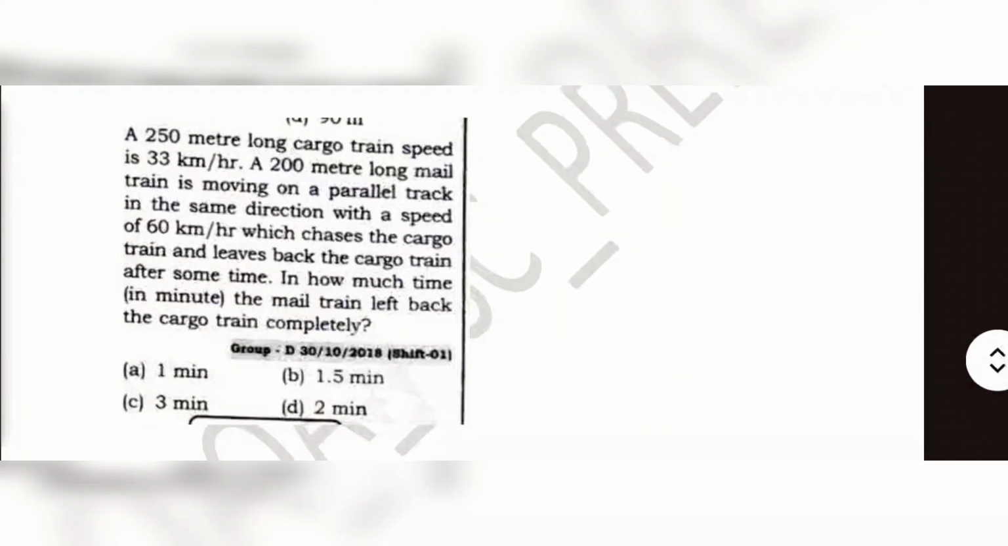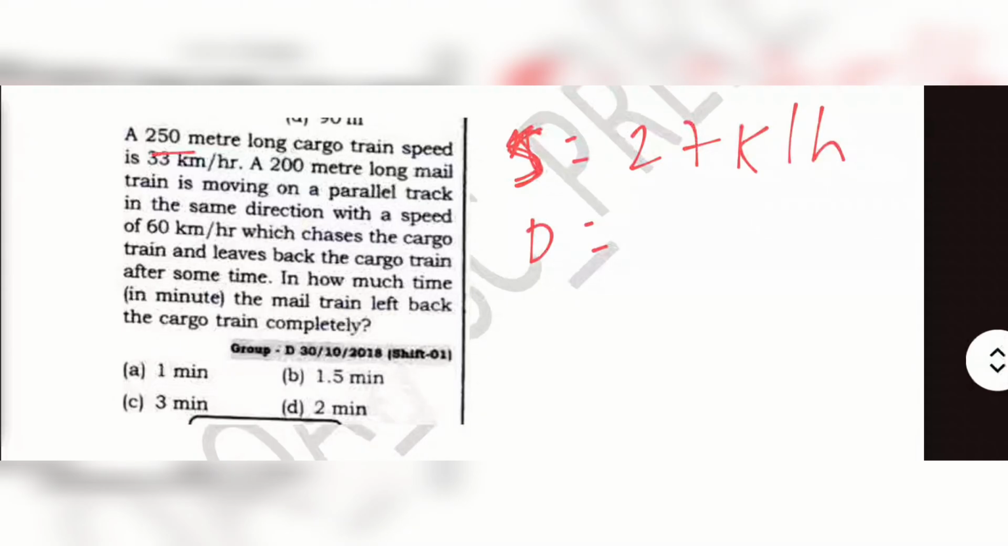Now this one looks lengthy, but it is easy. See, they are telling us that there is a 250-meter long cargo train with so and so speed. There is a 200-meter long mail train moving on a parallel track in the same direction. That means their relative speed is going to be 60 minus 33. 60 minus 30 is 30, minus 3 is 27. So their relative speed is 27 kilometers per hour. And the distance is how much? Whether they are on the parallel path or in the opposite path, the distance is anyway going to add. So this is 450 meters. They are asking in how much time the mail train leaves the cargo train behind.